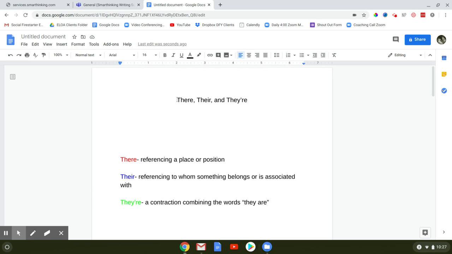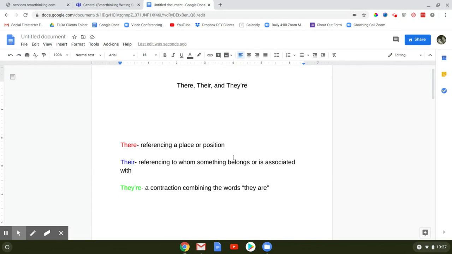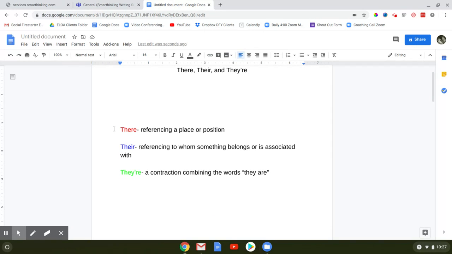One of the biggest problems that people come to us with in their papers is being able to tell the difference between the theirs: T-H-E-R-E, T-H-E-I-R, and T-H-E-Y-R-E. So we're going to go over the definitions really quick, although generally you probably know those. What we're going to do is show you a couple of tricks for how to keep track of which one is which. Okay?